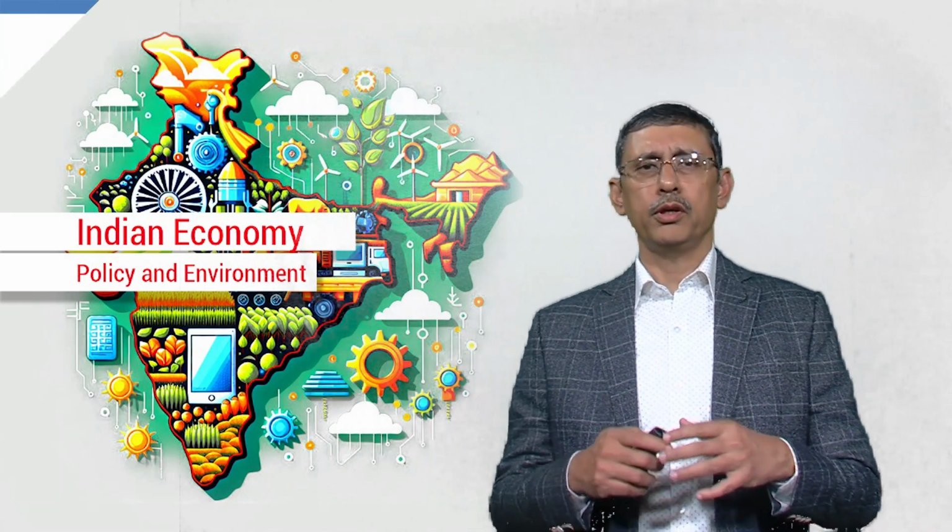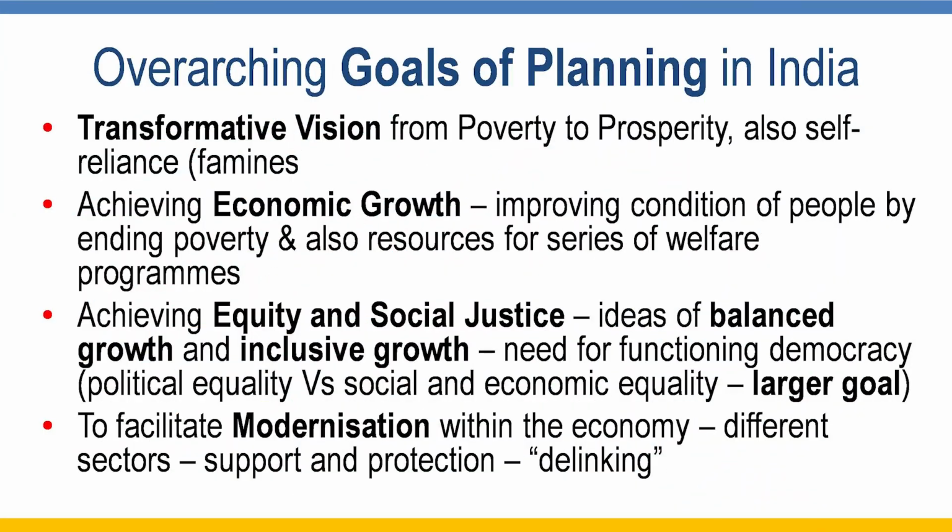Now, if you look at the overarching goals for planning in India, of course, it was providing a transformative vision from poverty to prosperity and also to self-reliance. And you can have the backdrop of famines in the 40s. So therefore, having enough food for people was important. In a sense, achieving economic growth, that is improving the condition of people by ending poverty, and also resources to the series of welfare programs were necessary.